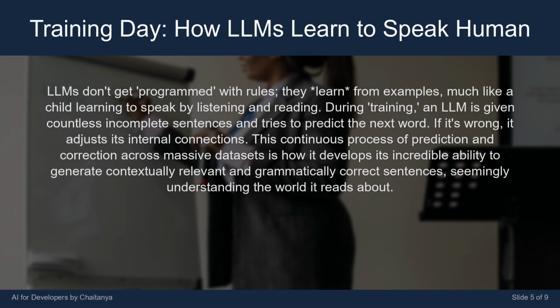LLMs don't get programmed with rules. They learn from examples, much like a child learning to speak by listening and reading. During training, an LLM is given countless incomplete sentences and tries to predict the next word. If it's wrong, it adjusts its internal connections. This continuous process of prediction and correction across massive datasets is how it develops its incredible ability to generate contextually relevant and grammatically correct sentences, seemingly understanding the world it reads about.